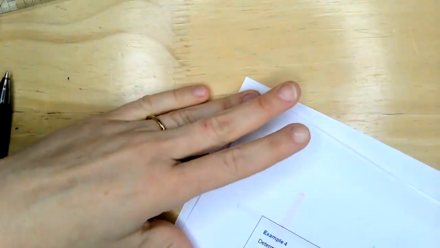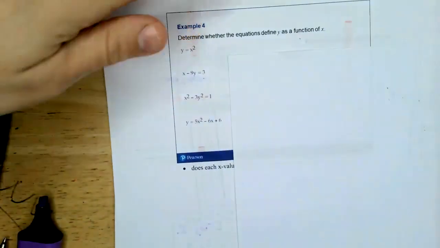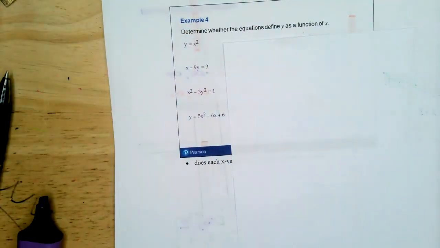Okay, example 4 asks us to determine whether the equations define y as a function of x. Hold on one second.